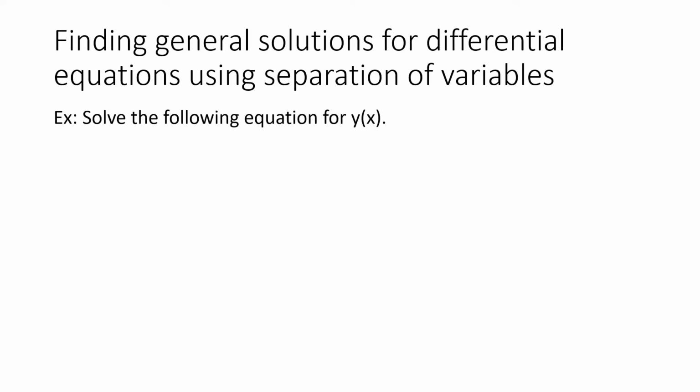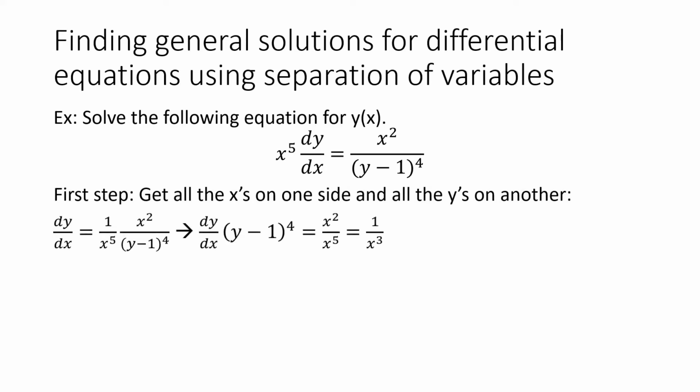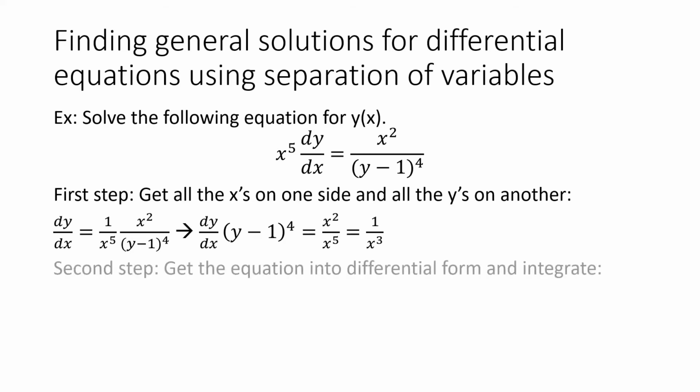Now, here's an example. Solve the following equation for y of x. Alright, looks a little bit messy, looks a little bit difficult. It's pretty easy once you get down to it. First step, get all the x's on one side and all the y's on the other. Okay, dy/dx is equal to 1 over x to the 5th, or just divide by x to the 5th there. Then multiply by (y minus 1) to the 4th. Now we got dy/dx times (y minus 1) to the 4th is equal to, we can do a little bit of simplification, 1 over x to the 3rd.